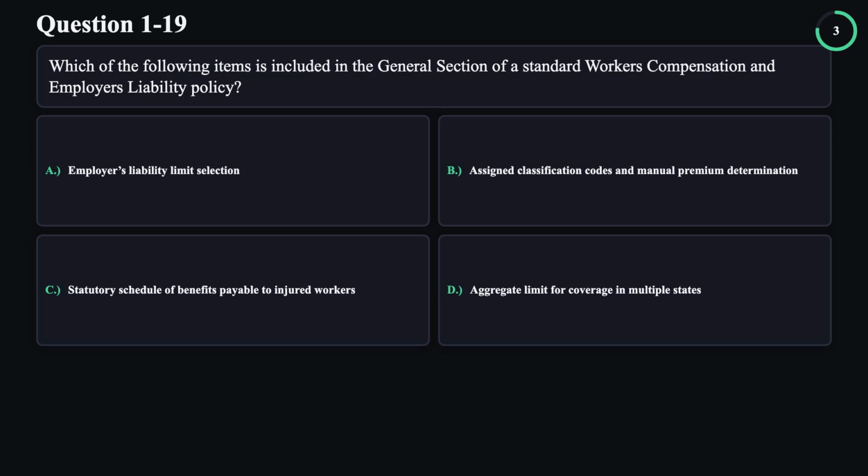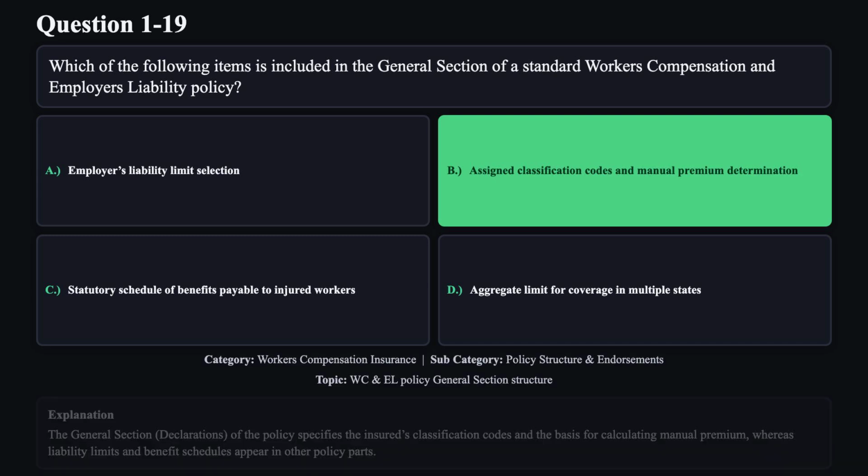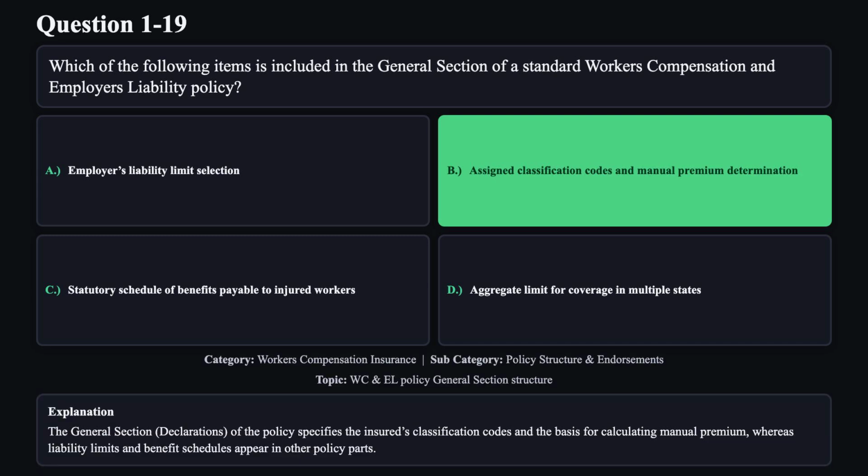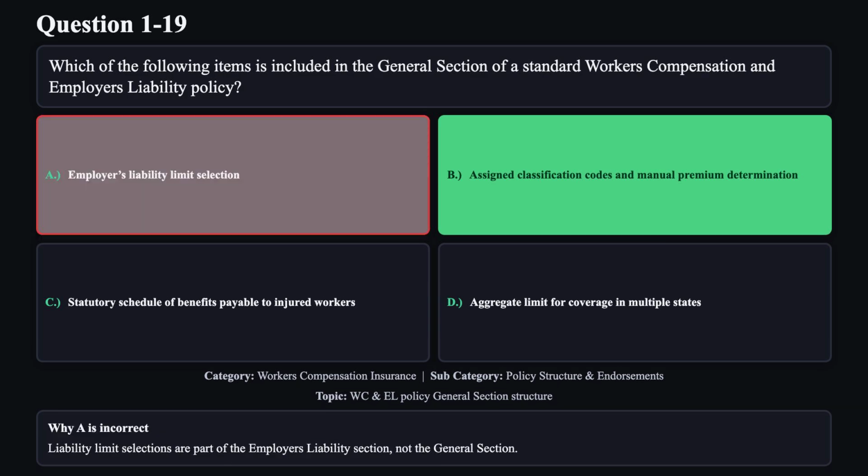The correct answer is B. The general section, Declarations of the policy, specifies the insured's classification codes and the basis for calculating manual premium, whereas liability limits and benefit schedules appear in other policy parts. Reason A is not correct. Liability limit selections are part of the employer's liability section, not the general section.